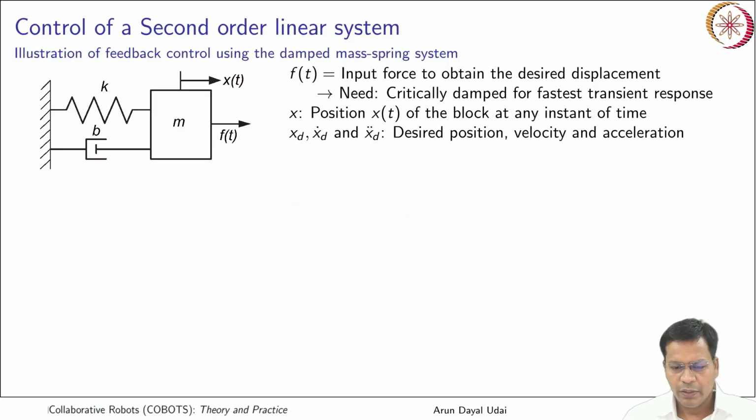For position, x(t) is the position of the block at any instant of time. x(t) indicates the displacement at any instant of time t. xd, xd dash and xd double dash are the desired position, velocity and acceleration.